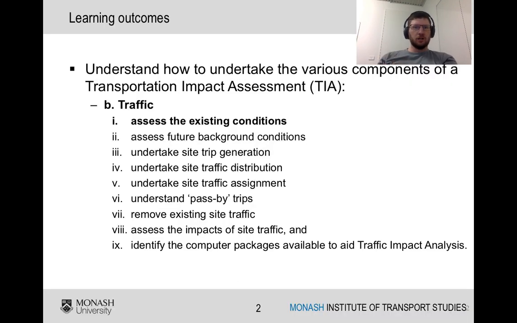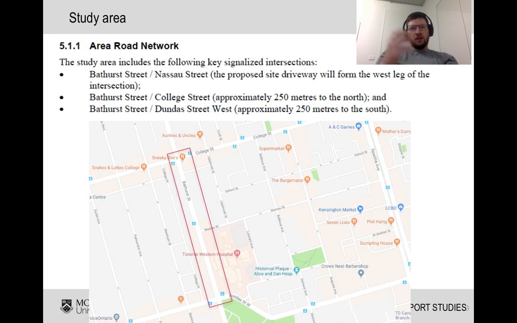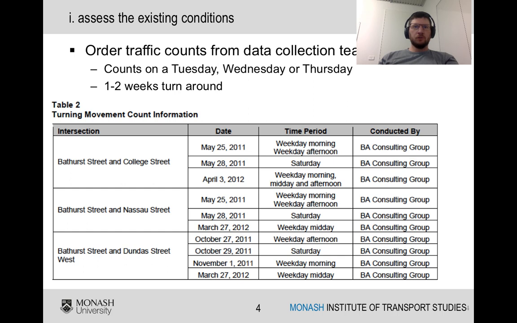So, learning outcomes: how do we assess the existing traffic conditions? In the last video we've already introduced the case study and defined the study area as the intersections that are nice and close to our development. So what do we do? Well, we go out and we order some traffic counts from the data collection team.